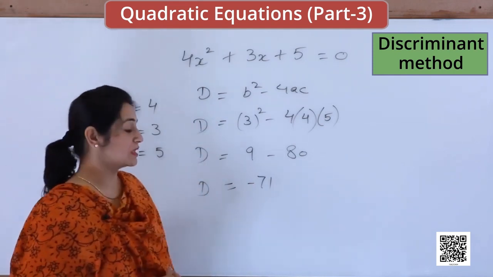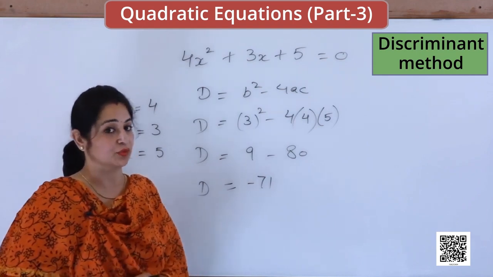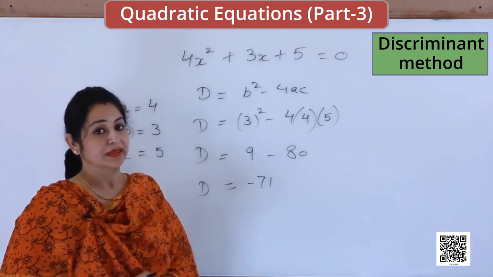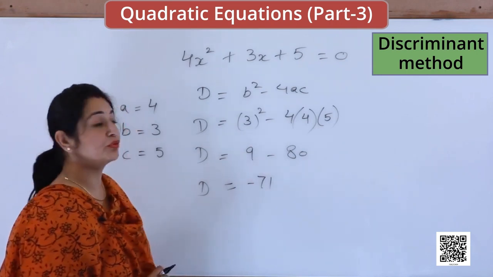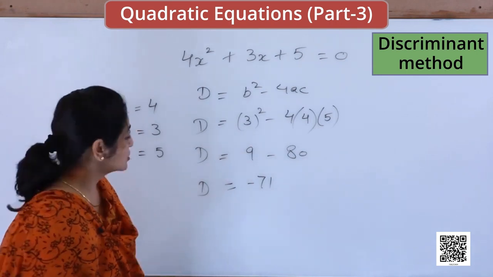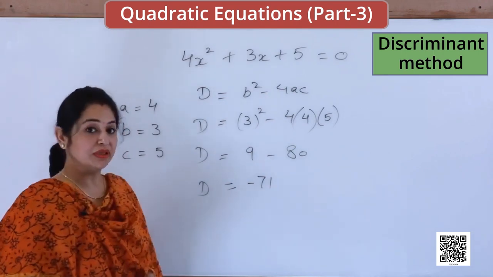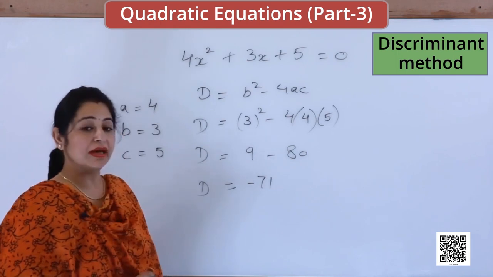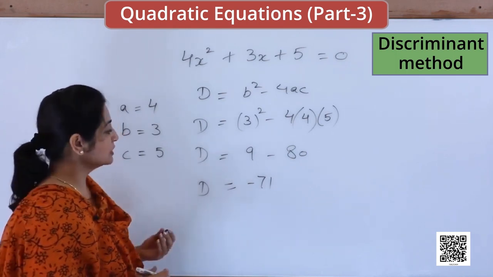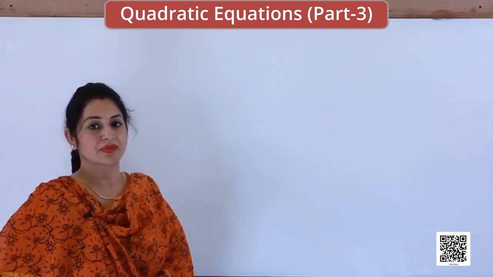So the value of d is negative, that is less than 0. Now our rule says that if the discriminant is less than 0, that is a negative number, then the equation does not have any real root. We do not get any real root of the equation. So our job ends here. We need to stop here and we can simply state that this equation does not have any real roots because discriminant is a negative number.